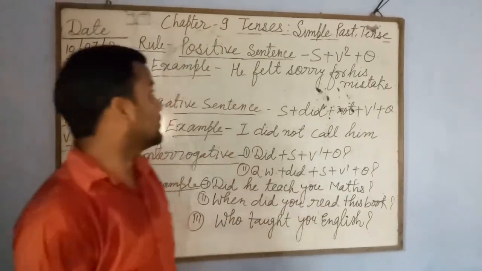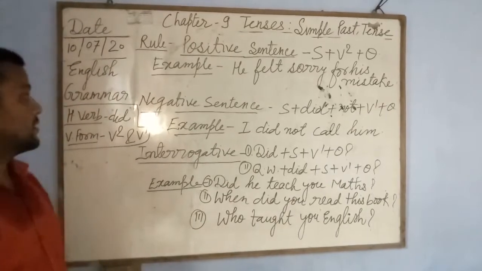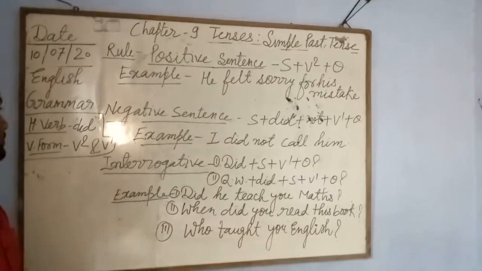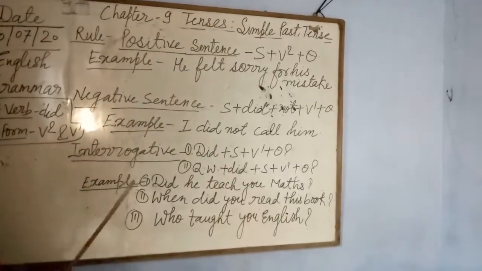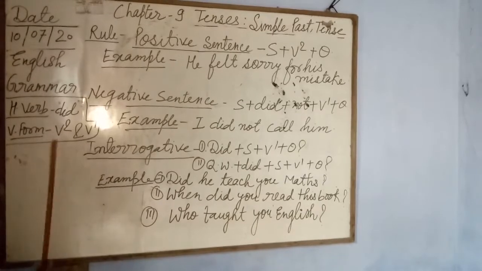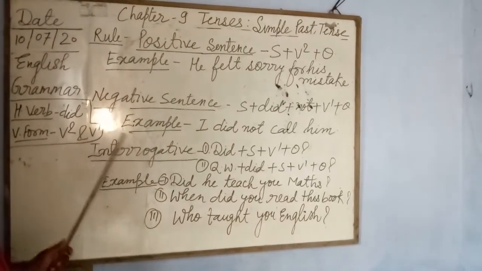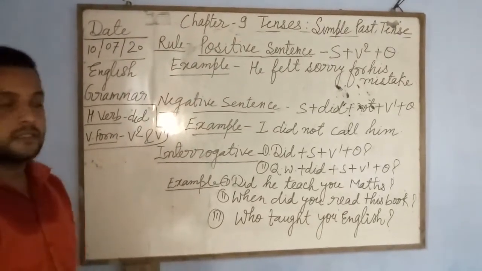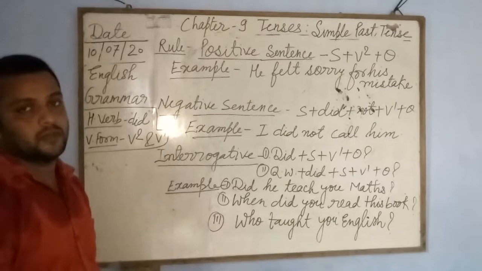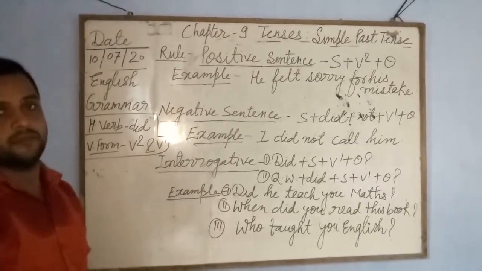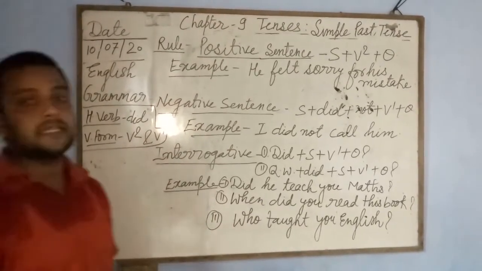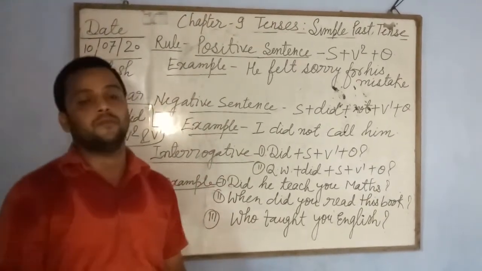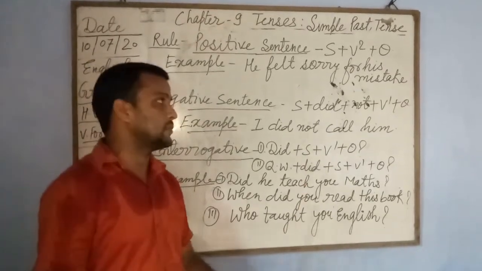Now see the rule of this tense. Students, the helping verb of this tense is did. Only did. Only one helping verb of this tense, that is did. And the verb form: students, we use the verb second form and the verb first form both. What is the condition for using the second form and the first form, the past form and the base form of the verb? Dear students, when the sentence is assertive, positive, we use the past form, the verb second form, in this tense.